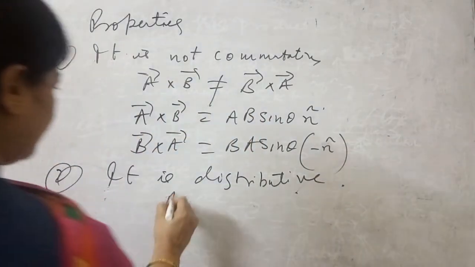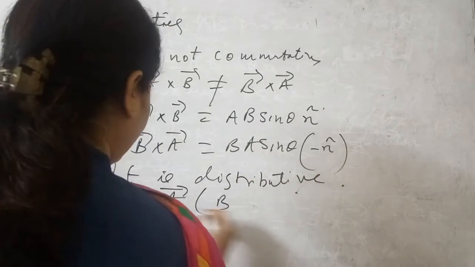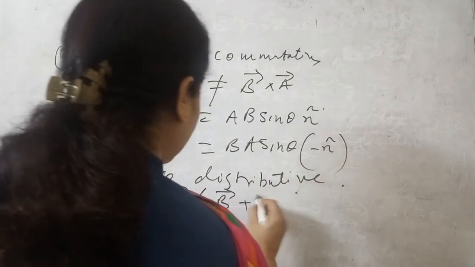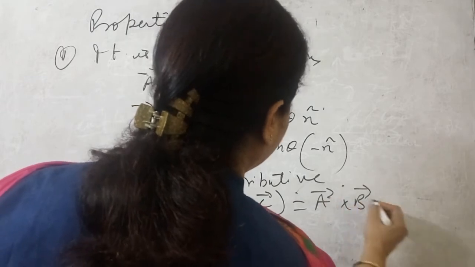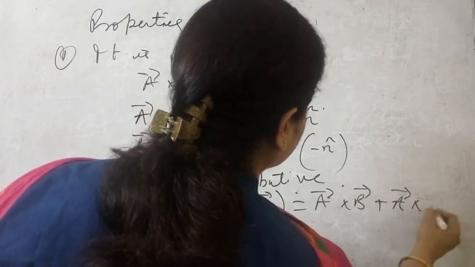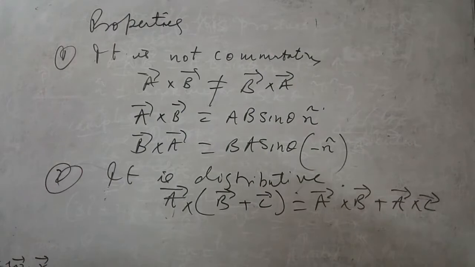Simply means, suppose you have A vector cross B vector plus C vector, we can very well write A vector cross B vector plus A vector cross C vector. So it is distributive. The first one, it is not commutative. The second one, it is distributive.